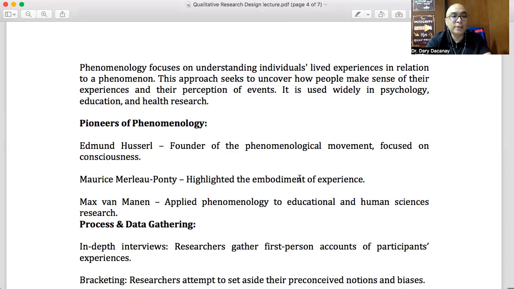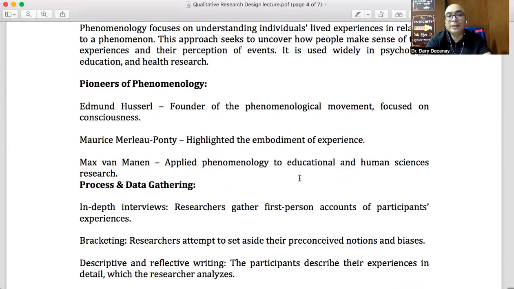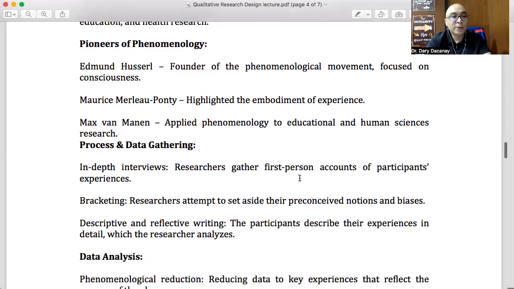Now, in the practices of data gathering, there should be an in-depth interview. Researchers gather first-hand accounts of participants' experiences. Then you do bracketing. Researchers attempt to set aside their preconceived notions and biases. And there's descriptive and reflective writing. So the participants describe their experiences in detail, which the researcher analyzes.